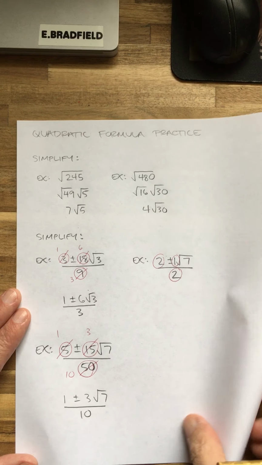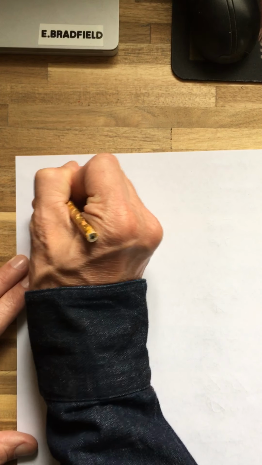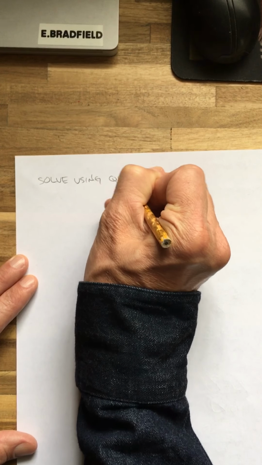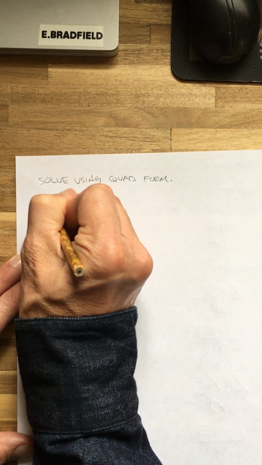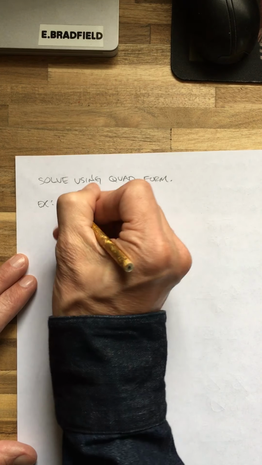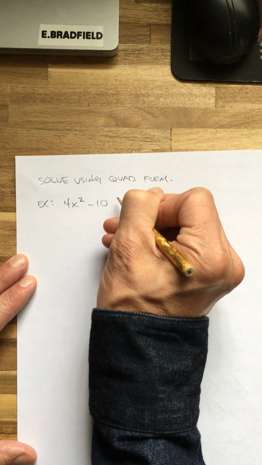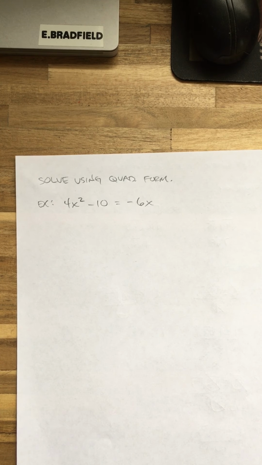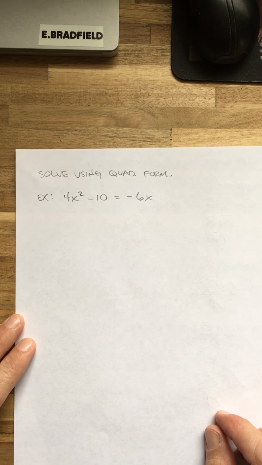All right, guys. Let's do one last example, bringing it all together, okay? So here we go. Solve using the quadratic formula. All right, and here's my example. We're only going to do one today. It's 4x squared minus 10 equals negative 6x. All right, remember, to use the quadratic formula, everything has to be set equal to 0.